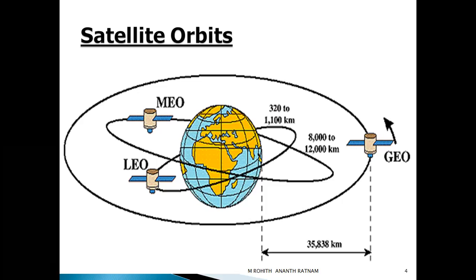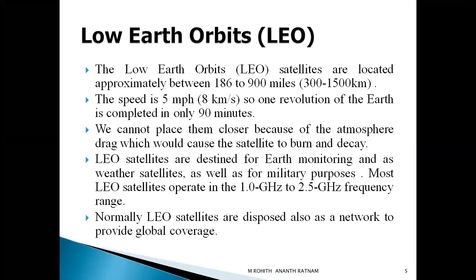LEO is the shortest distance from our Earth, MEO is a medium distance, and GEO is the highest distance from the Earth. So what sort of satellites can be in which particular orbit, and what are the speeds and so on? Let us see. LEO, low Earth orbit.